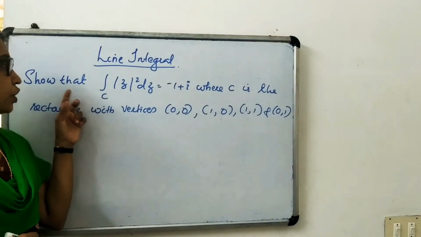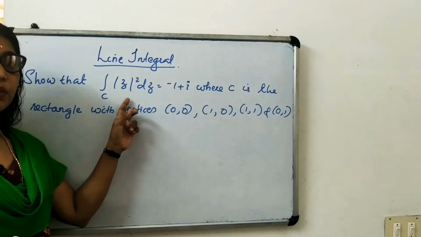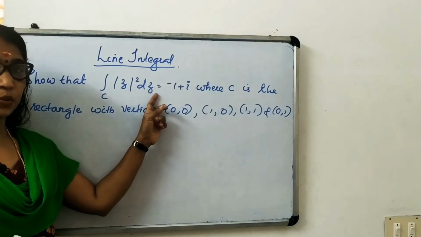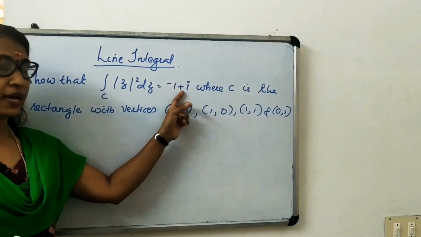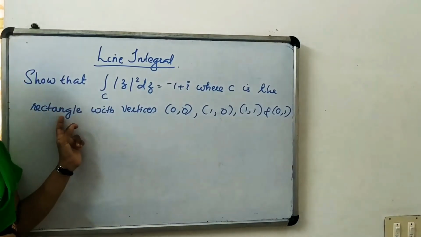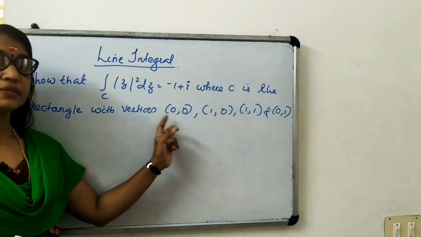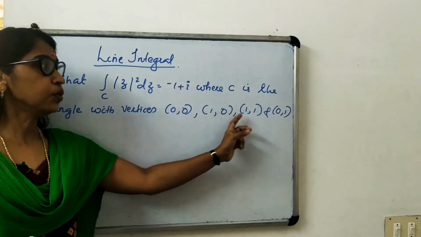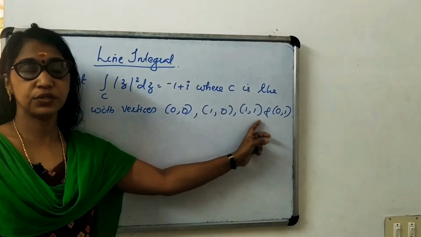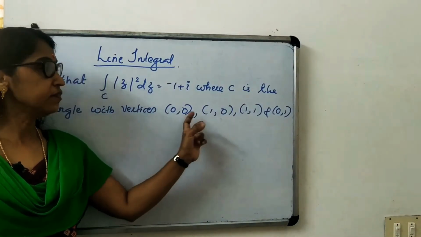Look at this question. Show that the integral over C of mod z square dz is equal to -1 plus i, where C is the rectangle with vertices 0, 0, 1, 0, 1, 1 and 0, 1. So we are given a rectangle with these vertices.